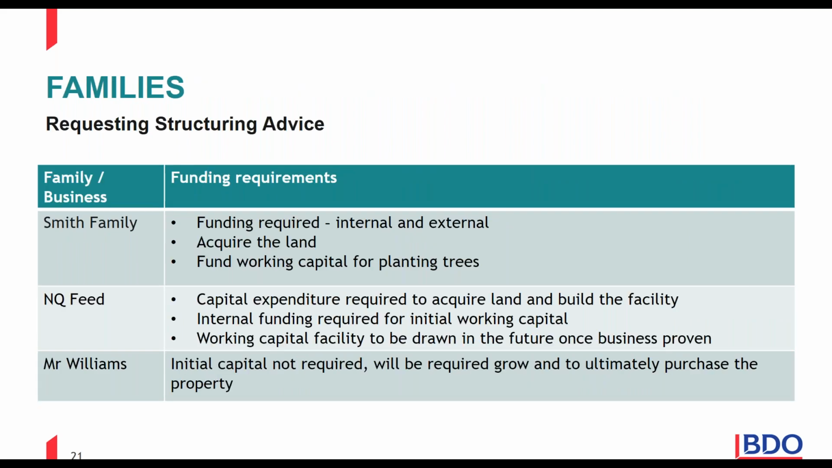If we're looking at the funding requirements for the families that we're talking to, the first one, the Smith family, is requiring funding. They said they've got internal and external funding, but they're going to need it both for the acquisition of the land and for the working capital for planting the trees and sustaining that through the seasonality side of things. NQ Feed will need the initial expenditure to acquire and build the facility and also working capital. Mr. Williams doesn't really need capital funding at the moment. He's already got that money himself, so it will be internal funding for everything. They're not looking externally from that perspective.